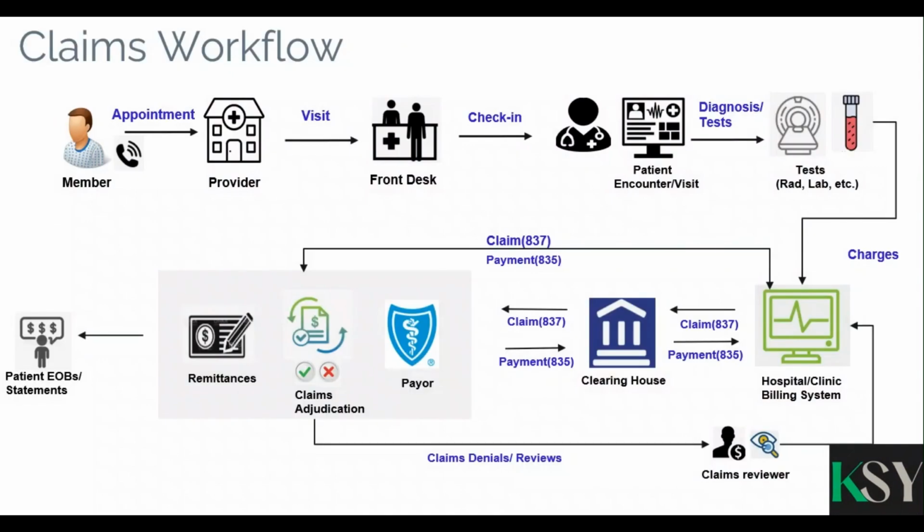Let's talk about the claims workflow in brief. 837 and 835 are the key transactions, and also 834 and others of course, but these are the transactions that happen in volume. So let's understand the workflow here.